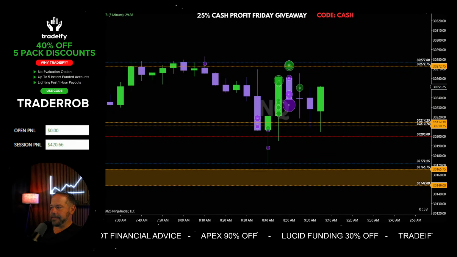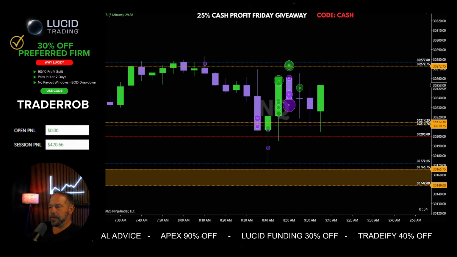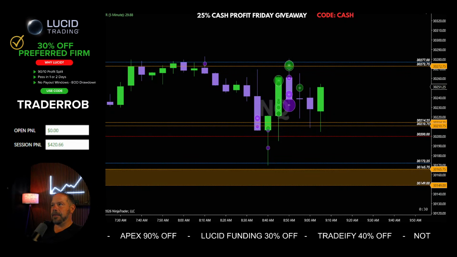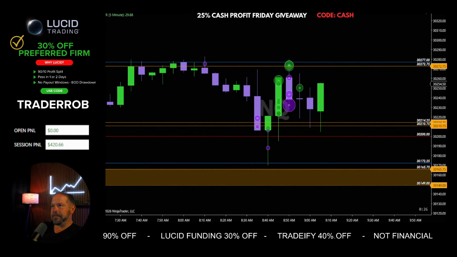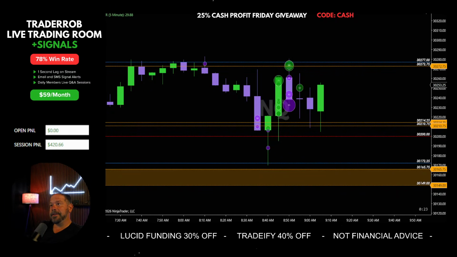Does a 10 or 15 point stop loss with a 40 point take profit, is that the best way to go? Is a 10-point stop loss with a 10-point take profit the best way to go? Is a negative risk to reward a better way to go?